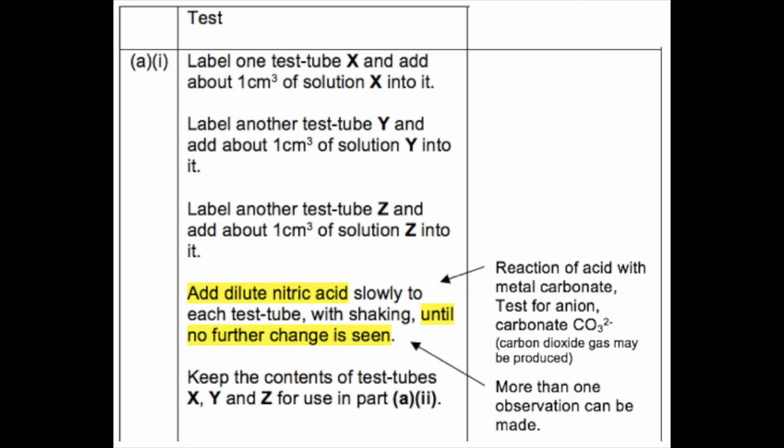O-Level Practical 2015. So we need to label our test tubes X, Y, Z, and then when we talk about adding nitric acid, it means it could be a test for carbonate ion because acid reacts with metal carbonate. So we would think that carbon dioxide gas may be produced. Therefore, we need to prepare lime water. And we have to add nitric acid until no further change is seen. This means that more than one observation can be made. So you need to watch for perhaps 2 observations when you add nitric acid.